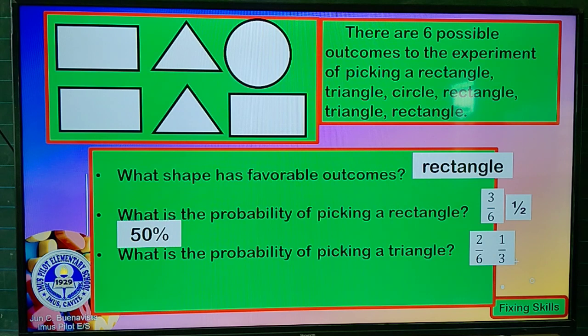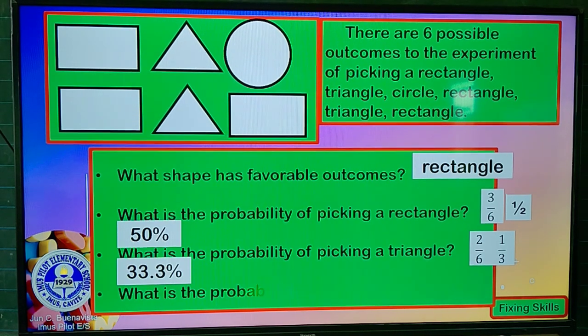So 1/3, if we change that to a decimal number, is 0.333. It is a repeating decimal, it does not stop. Okay, so 0.333, if we express that in percent, is 33.3%. Or you can also say 33.33%. I only took one decimal place.